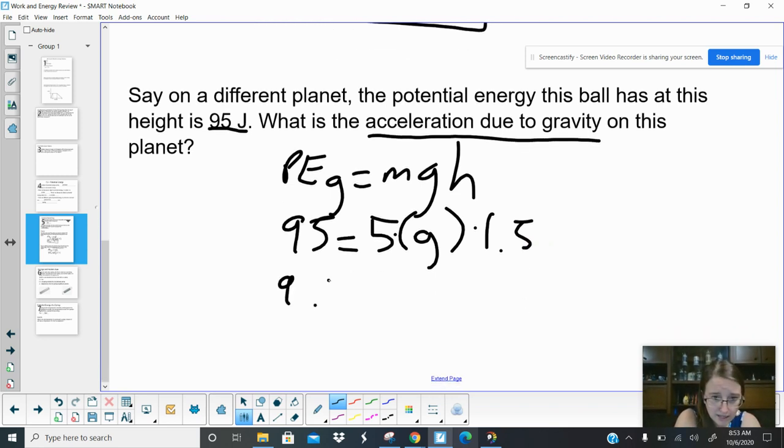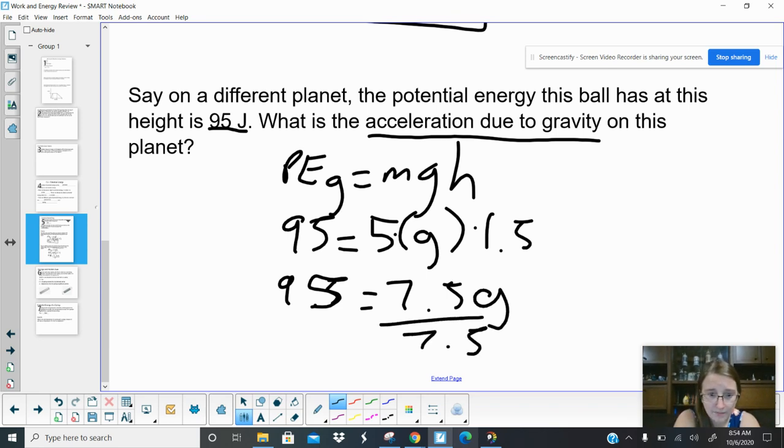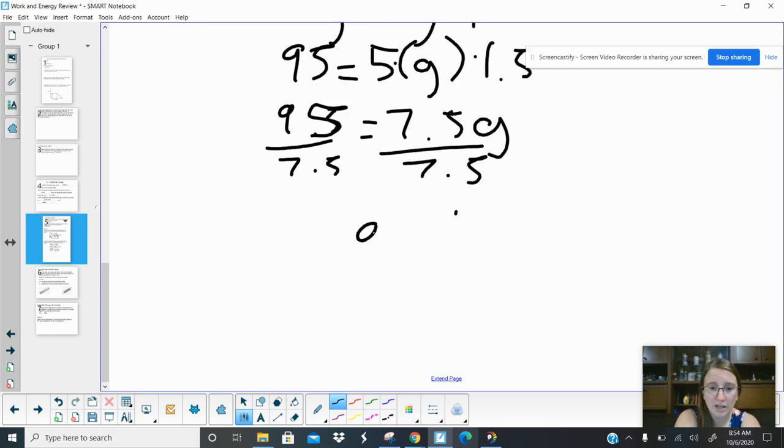So all we got to do is get g by itself. We've got 5 times 1.5 is 7.5. Why did I put a decimal there? Ignore that. Divide by 7.5. So the acceleration due to gravity on this planet is 95 divided by 7.5, which is 12.7. So yes, our prediction was true.